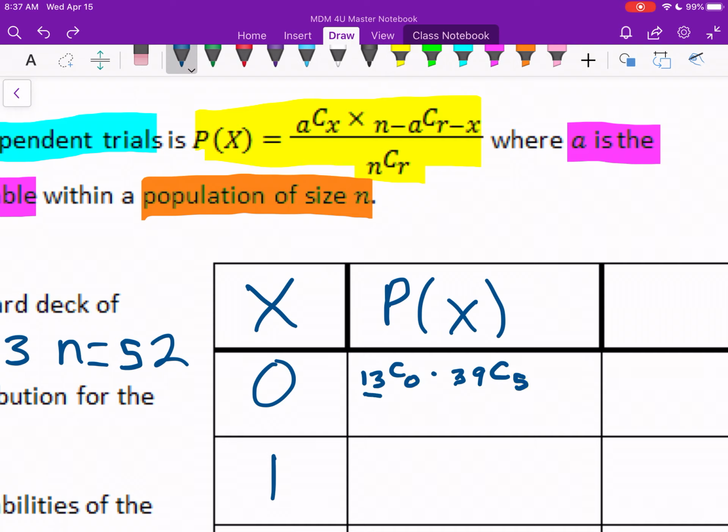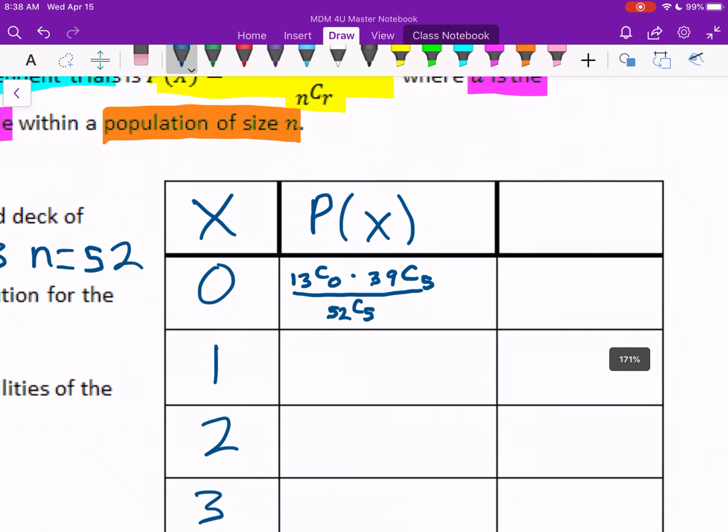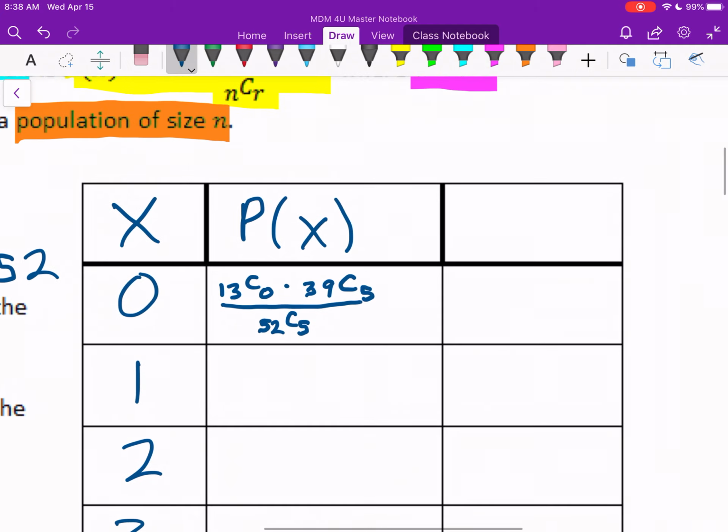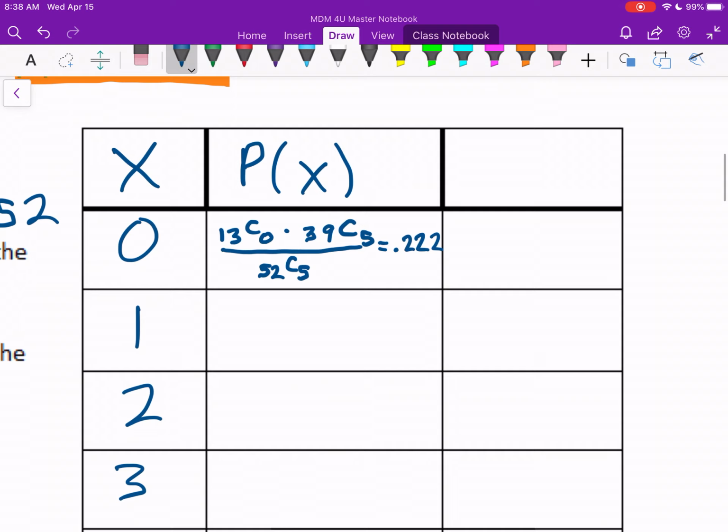And then that's all over 52 choose 5. So just the total number of what we're doing. So that is literally all there is to it. Once we've done a little bit of subtraction, identified our variables, do the subtraction, then we have to do these different combinations. Maybe I can actually squeeze this in here. So I get 0.222 as my probability. And then to do the rest of the table is really simple.